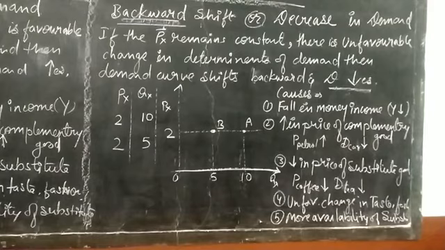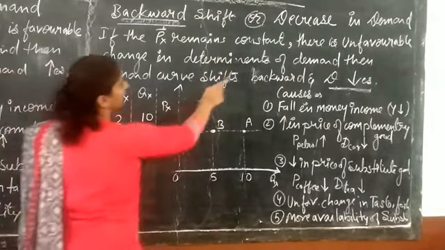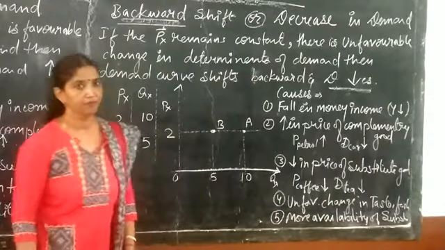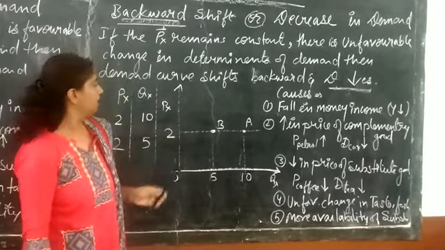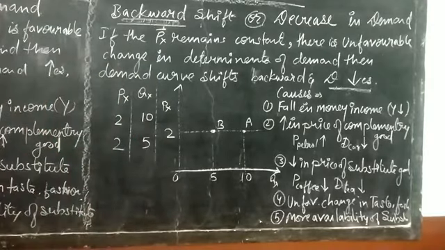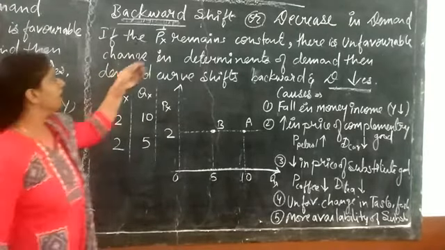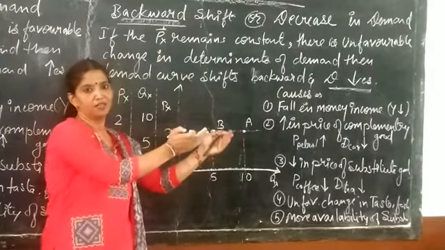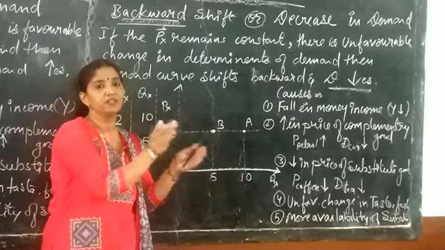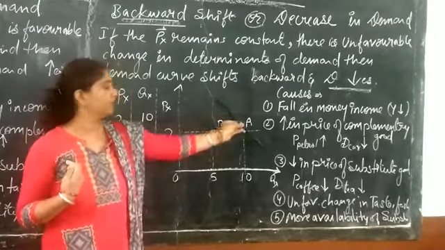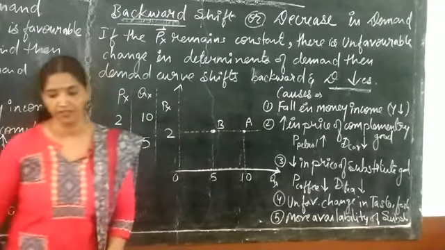Next is backward shift or decrease in demand. What is backward shift? If the complete demand curve shifts towards the origin, then we can say that there is decrease in demand.